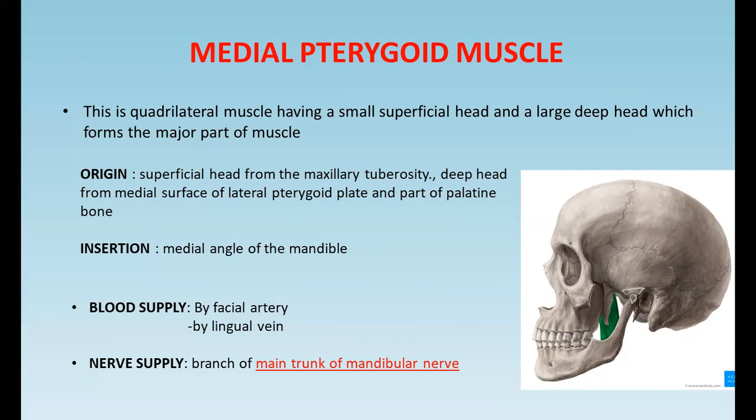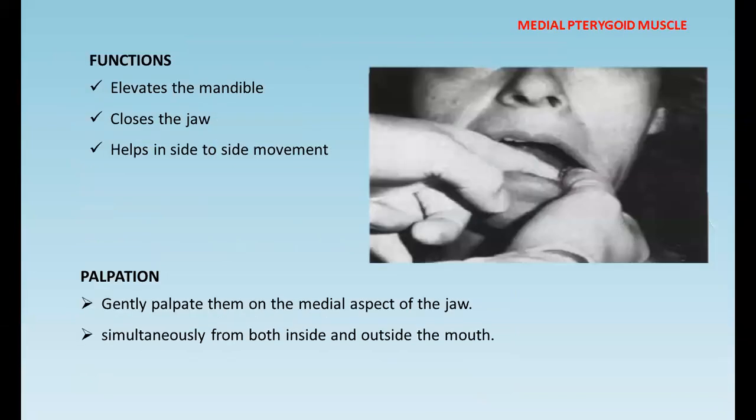The blood supply is through the facial artery, and venous drainage is by the lingual vein, and the nerve supply is by the medial pterygoid branch, which is from the main trunk of the mandibular nerve. The functions of medial pterygoid are: it elevates the mandible, closes the jaw, and helps in side to side movement. It is palpated by gently palpating the medial aspect of the jaw simultaneously from both inside and outside the mouth.